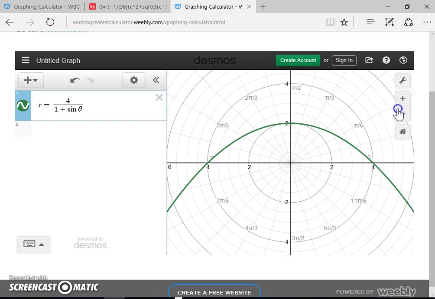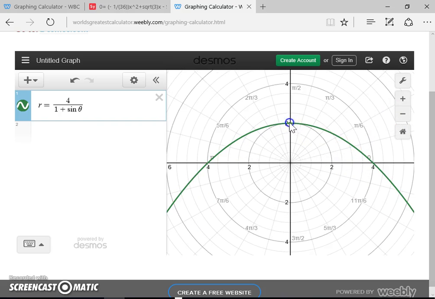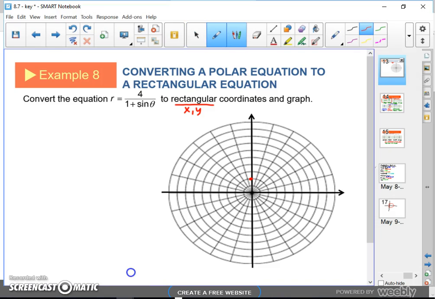Looks like a parabola, right? And you can zoom in and you can tell that it has a vertex up here at 2, and it looks like it crosses at 4. So those are kind of its points of interest, I suppose. It has a vertex at 2 and 1, 2, 3, 4. I can already tell pretty much what it looks like. Looks like a parabola. But they want us to convert, so let's convert.